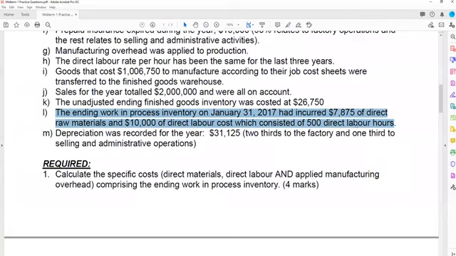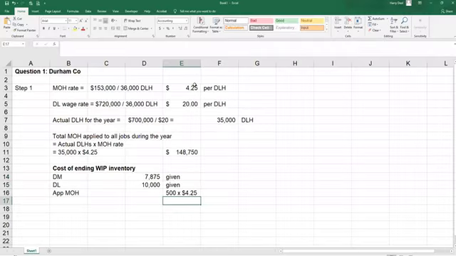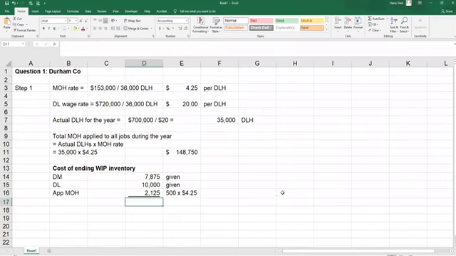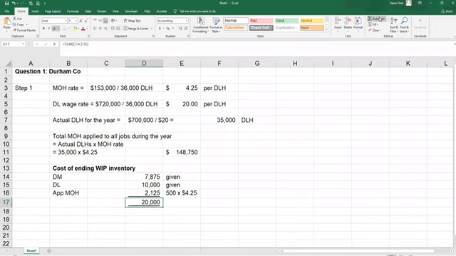So 500 direct labor hours have been worked for the ending work in process, and our manufacturing overhead rate that we calculated was $4.25. 500 hours times $4.25, $2,125, gives us a total of $20,000 for the cost of the ending work in process inventory.